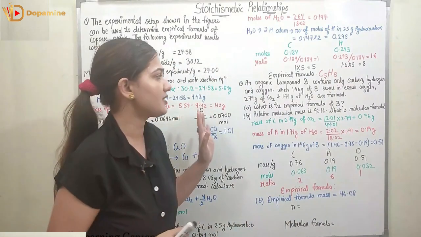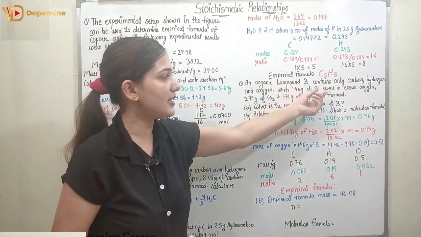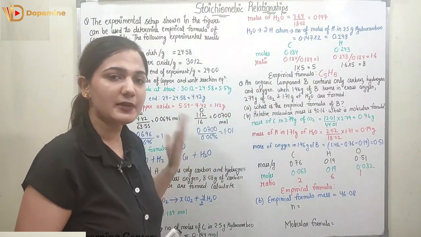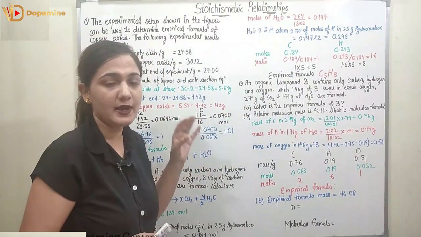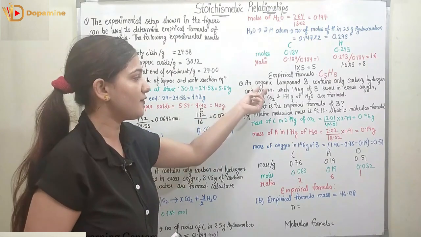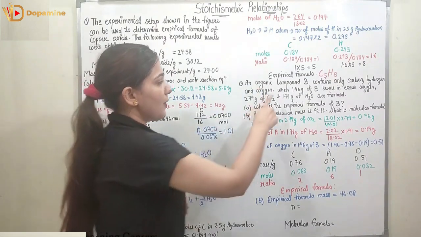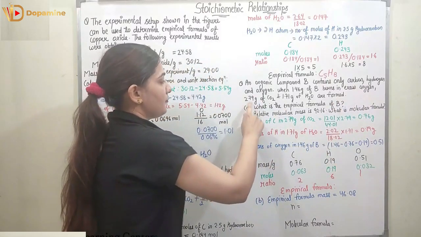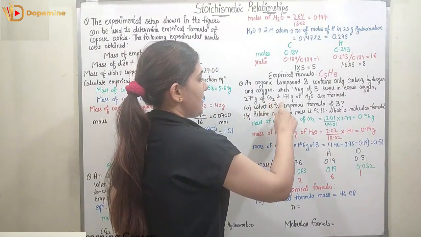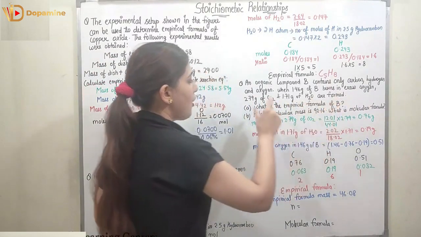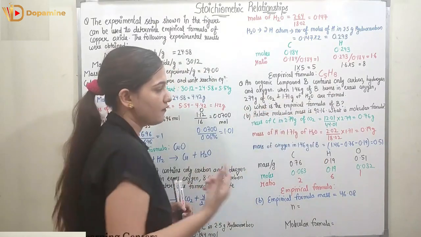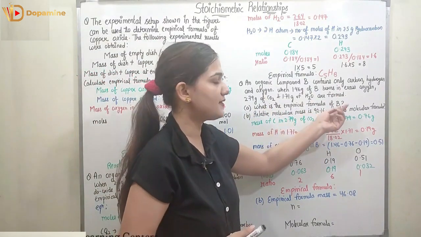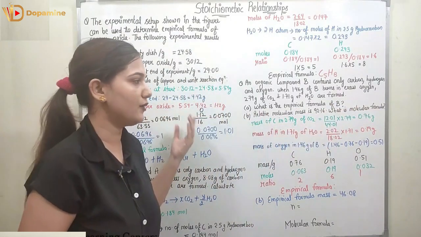Now coming to the next question: an organic compound B contains only carbon, hydrogen and oxygen. Again, this is a similar question, but we will not be applying the same formula because here we will be having oxygen as well. So when 1.46 gram of B burns in excess oxygen, 2.79 gram of CO2 and 1.71 gram of H2O are formed. What is the empirical formula of B? Now the relative molecular mass is also given, which is 92.16, and we have to form the molecular formula.